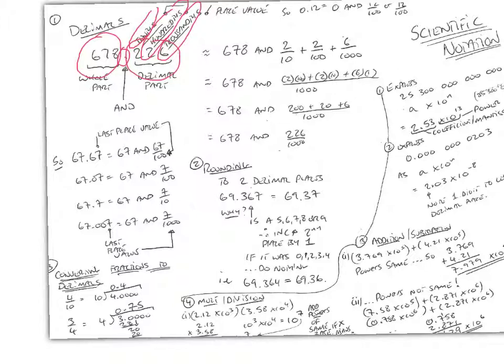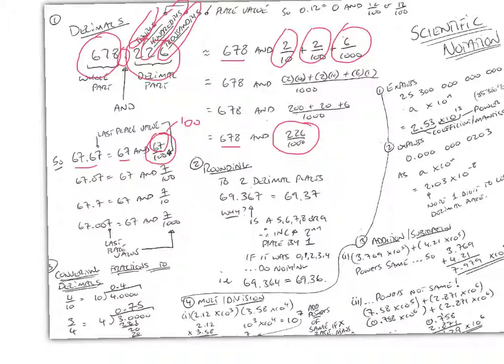Okay, so let's go back to this one. 678.226 is the same as 678 and 2 tenths plus 2 hundredths plus 6 thousandths, and actually that all boils down to 678 and 226 thousandths. If we were to express 67.67 as a fraction, that's the very same as 67 and 67 hundredths. We've got 2 places, so we're talking about hundredths.